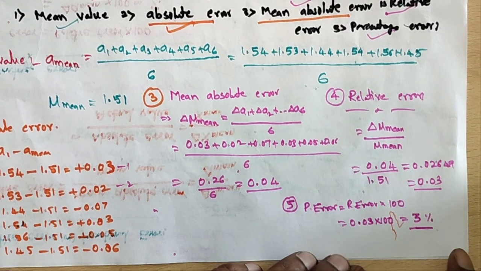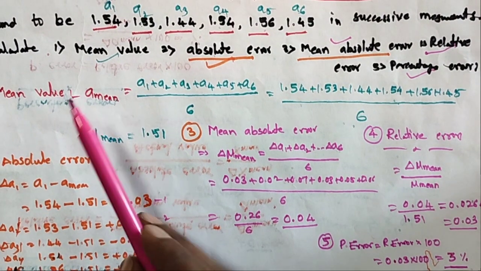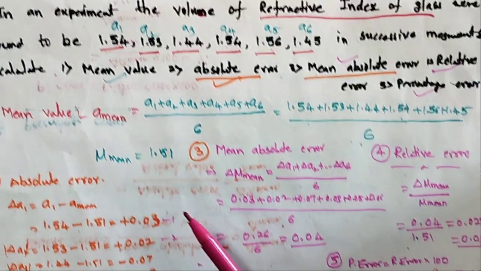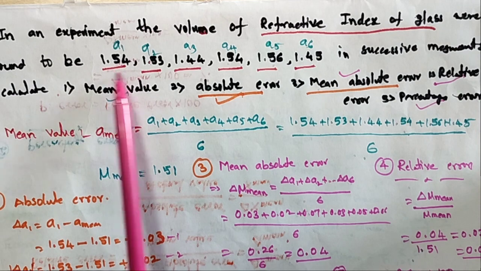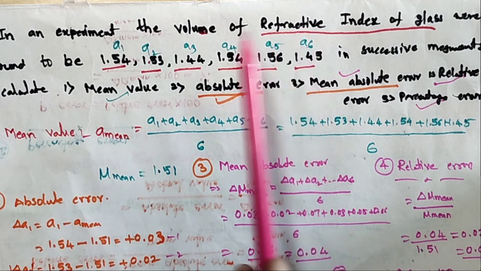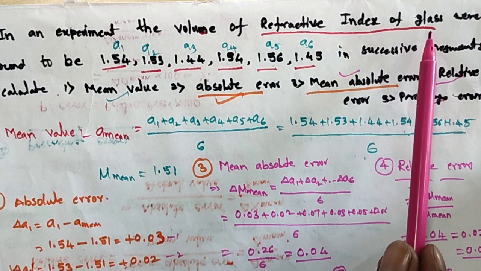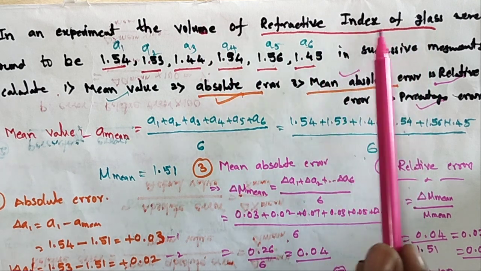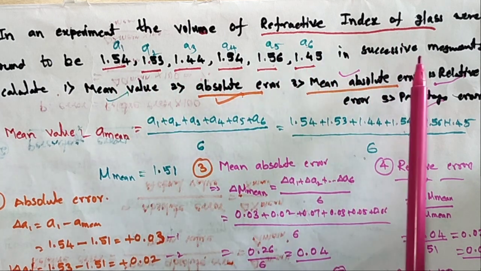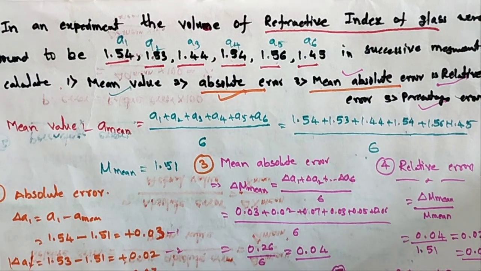So in this problem, you calculate mean values, absolute error, mean absolute error, relative error and percentage error. Suppose this is an experimental setup, and one student is doing one experiment. What is the experiment? The refractive index of the glass you can calculate. So here how many values will be calculated? Some 6 values will be calculated. And like this you can calculate the mean absolute error with this method.